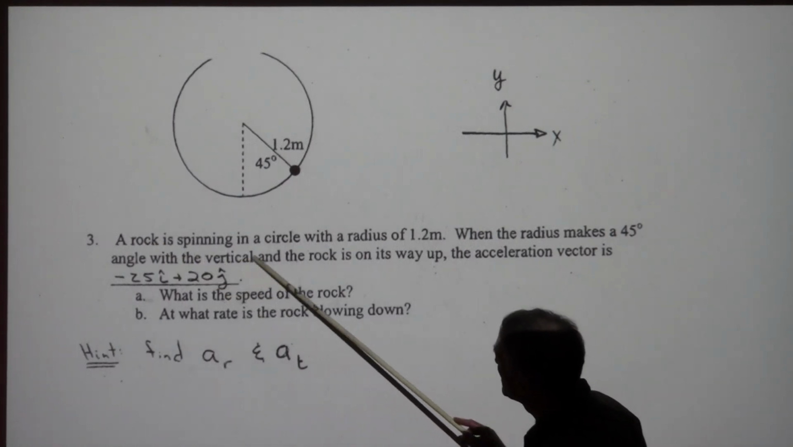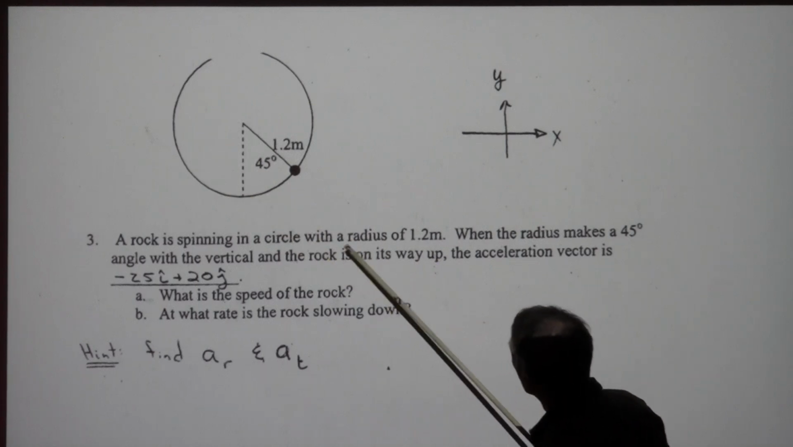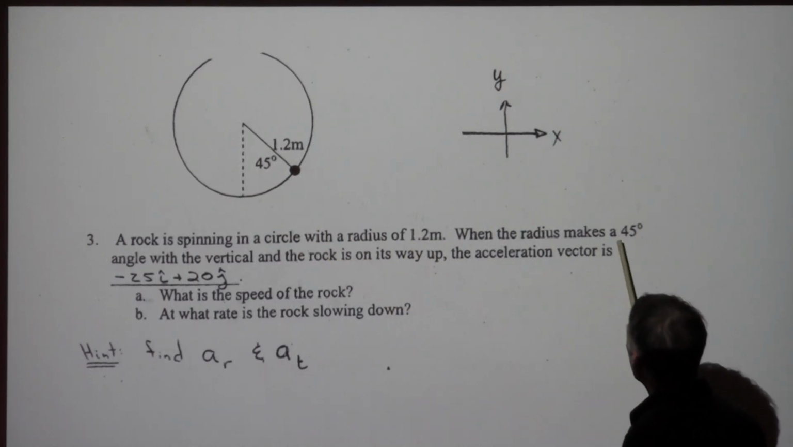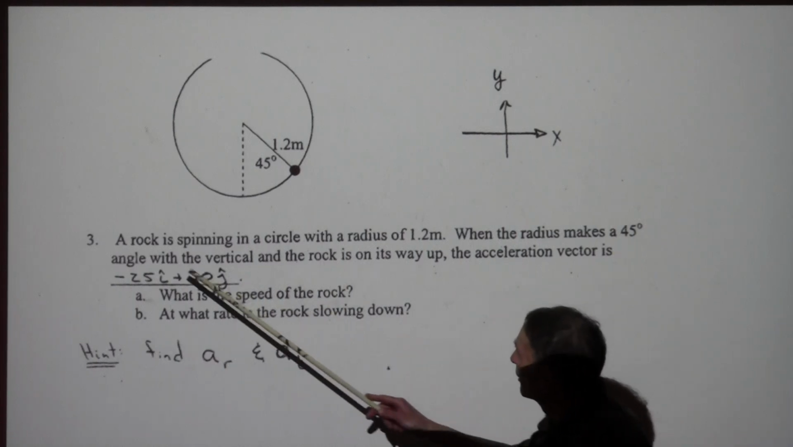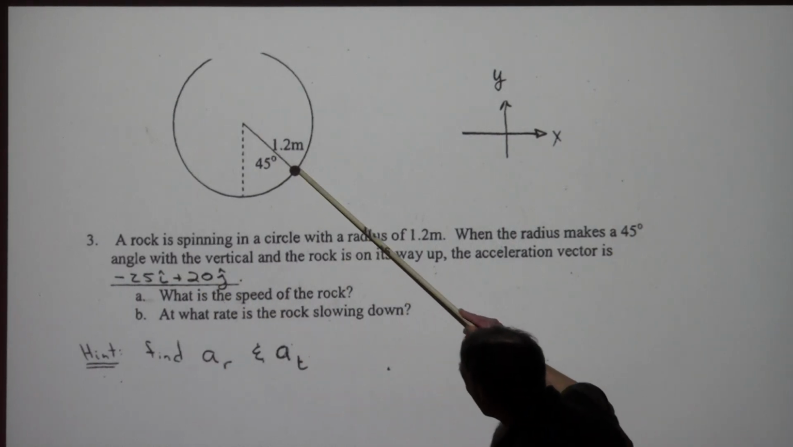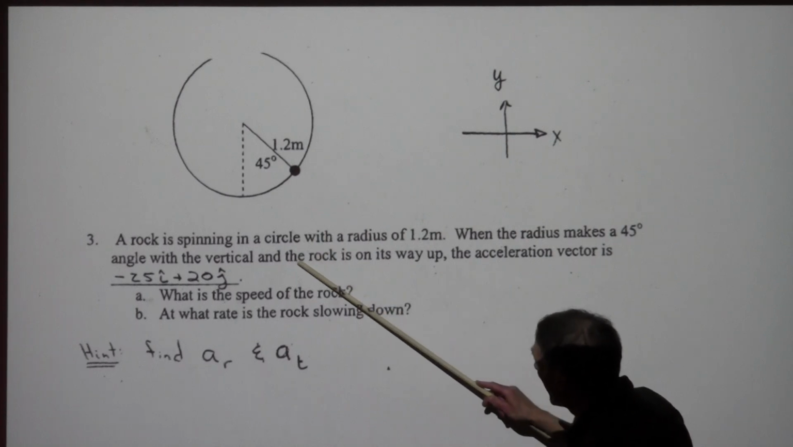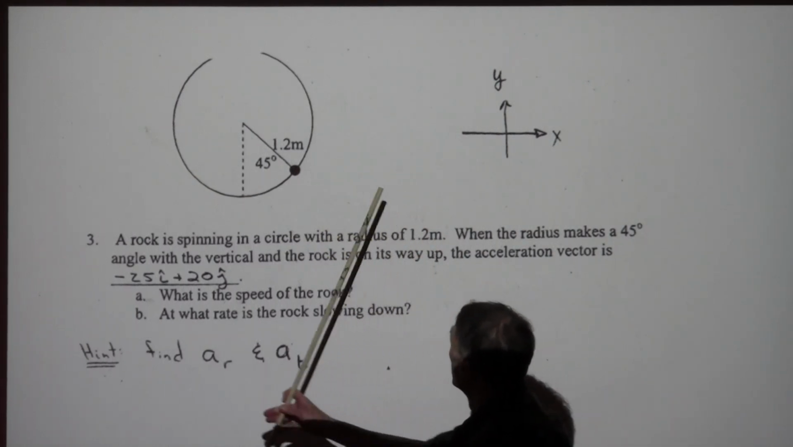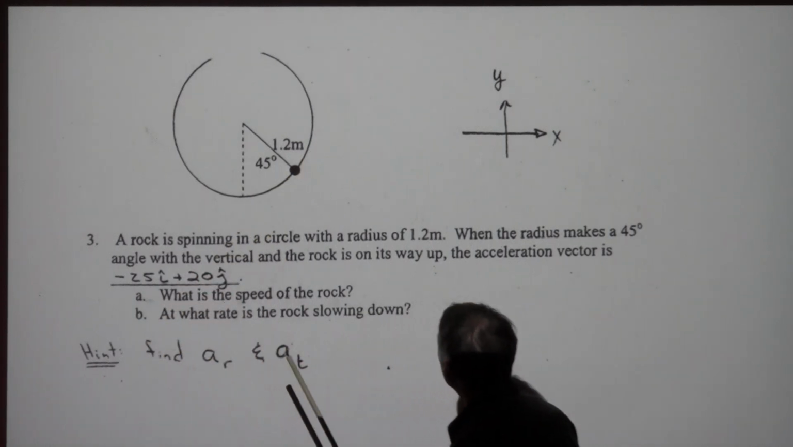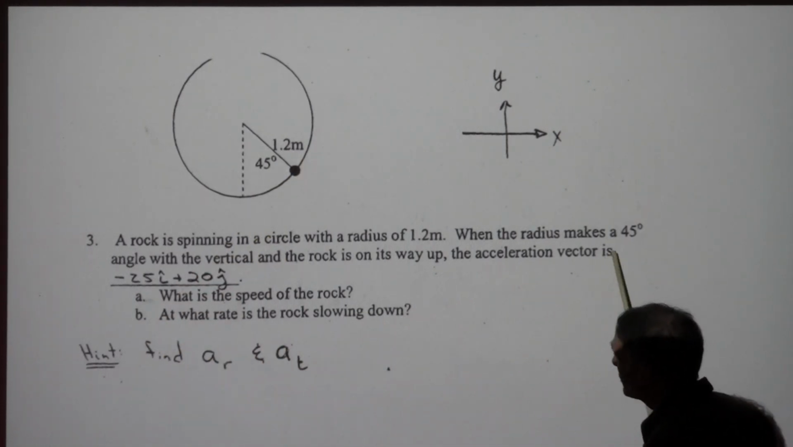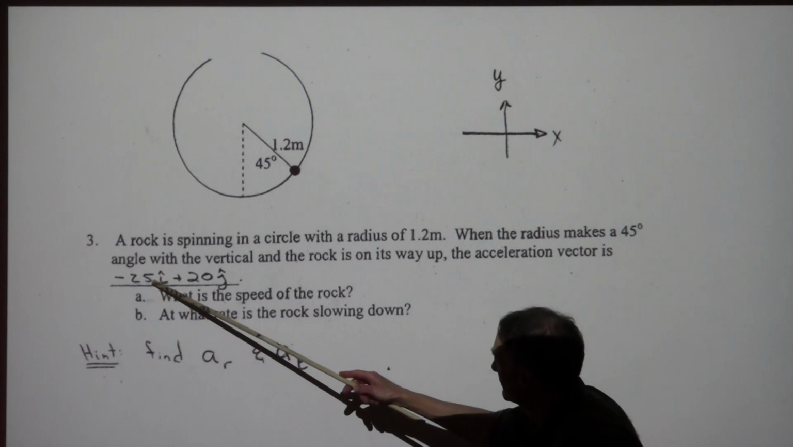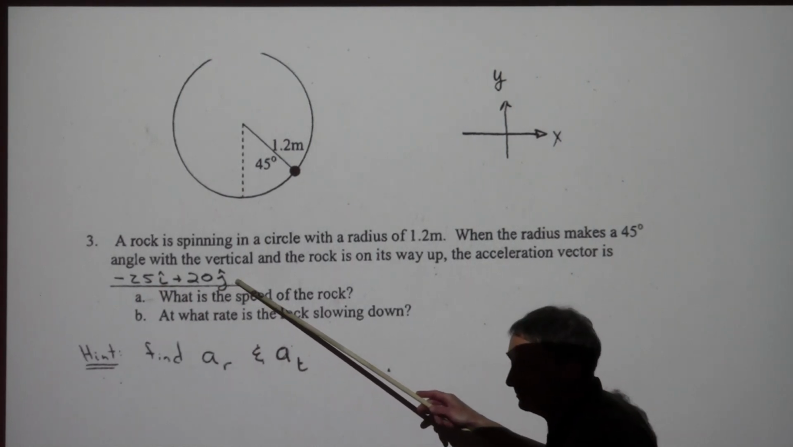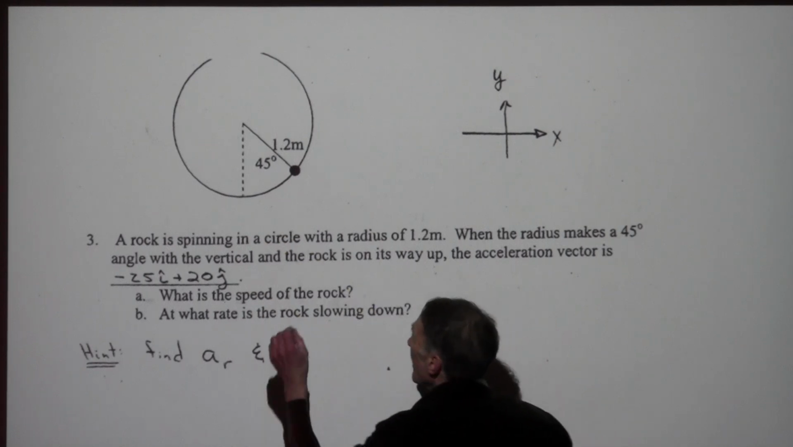We're going to have a rock spinning in a circle with a radius of 1.2 meters. When the radius makes a 45-degree angle with the vertical, right where it's here, the rock is on its way up, so I guess it's spinning like this and going up like this. The acceleration vector is, whoa, and he gives this in terms of i and j notation.